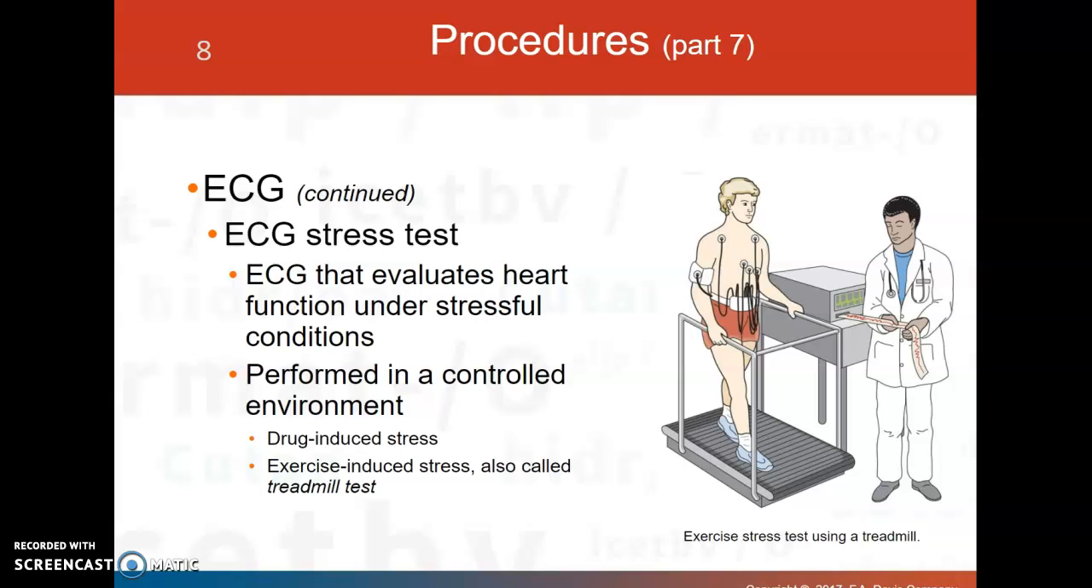So your goal, when you have a stress test, is to pass it, because if you fail it, you're going to have further tests. For those people who are older and aren't able to walk on a treadmill, they have medications that act like you're making your heart work harder, and see how it's exercise-induced stress called the treadmill test. So not everybody can tolerate the treadmill, so they'll give them medications that simulate making your heart work harder like you were walking on a treadmill.